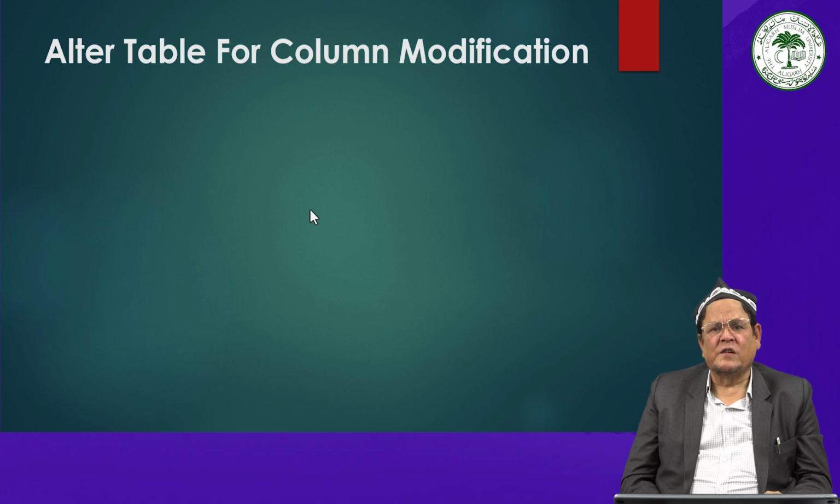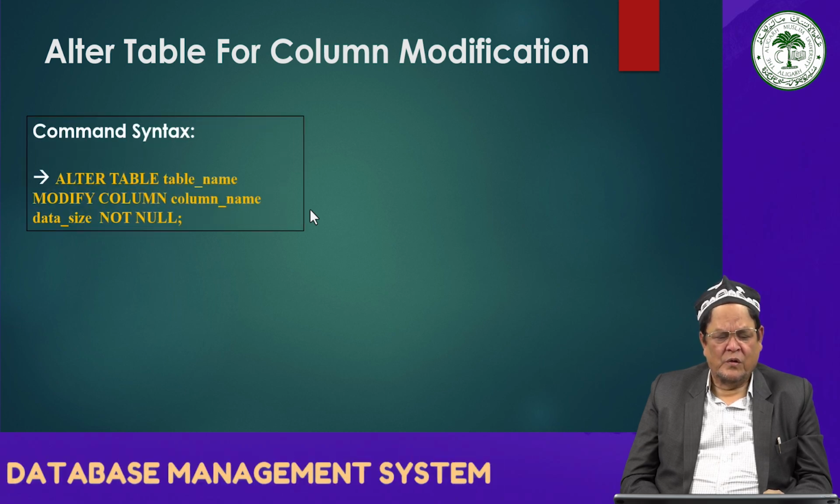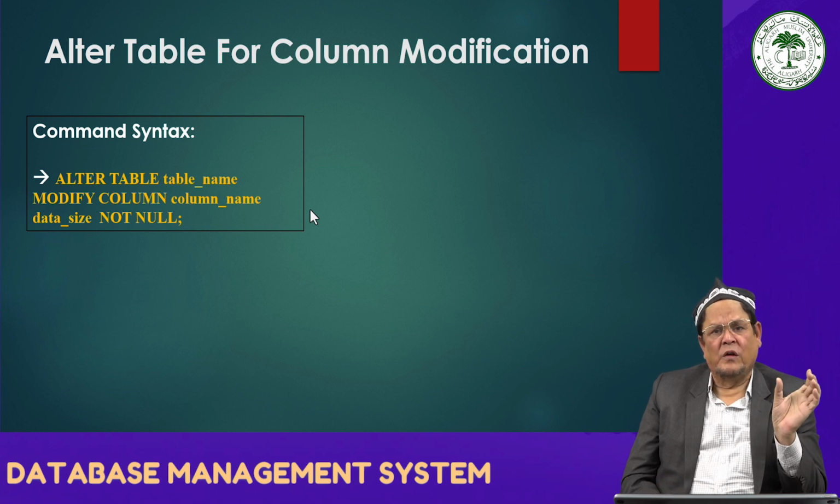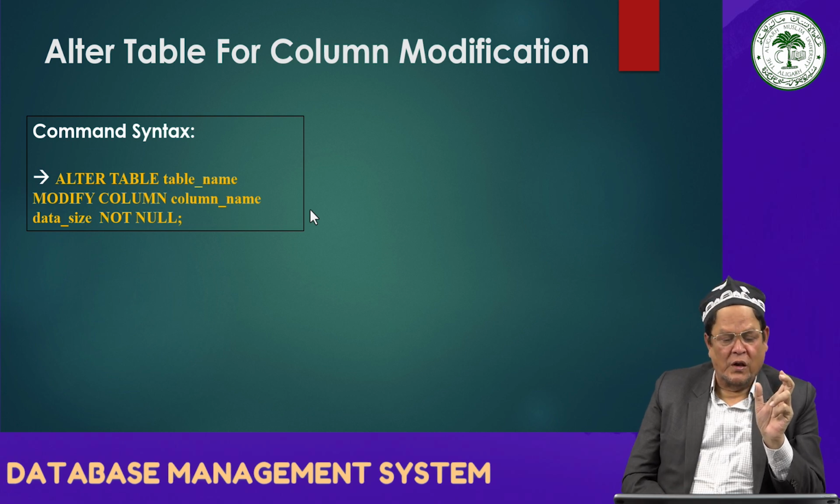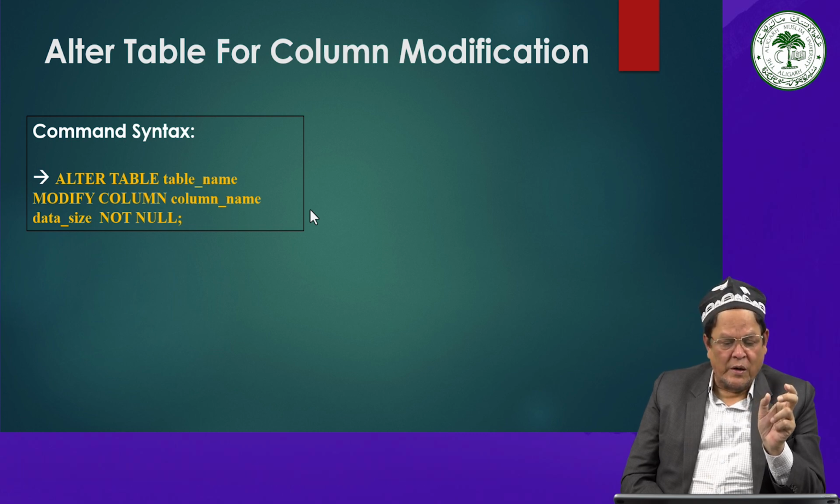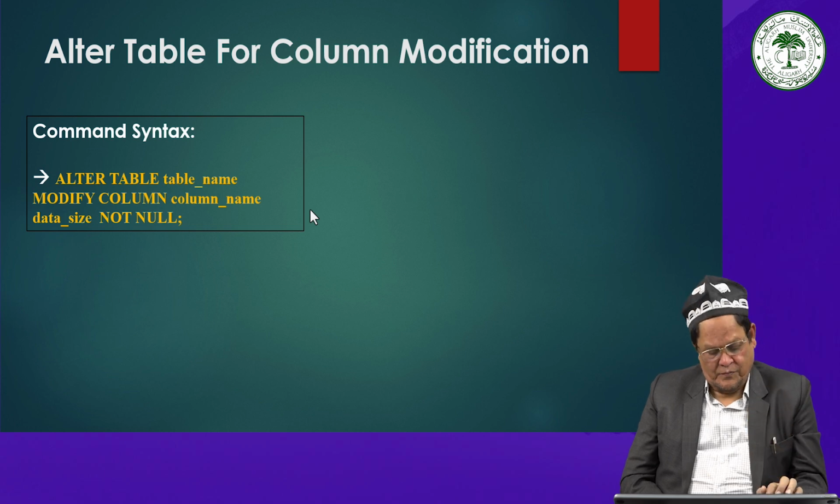The next command is alter table for column modification. Suppose you want to modify some column. The command syntax you can write like that: alter table, and then the table name. You have to enter the table name. Then you want to modify, whatever you want to modify, modify column name. Then you have to define the column you want to add, define the data size, and then define not null.